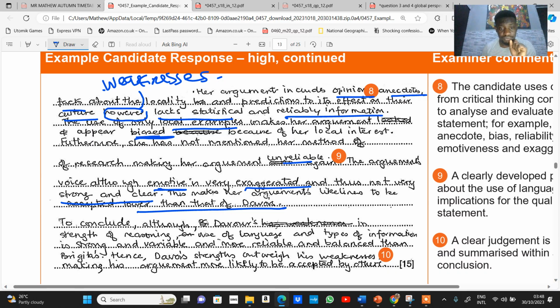Now, to conclude, although Davos' strength of reasoning, use of language, and type of information is strong, reliable, verifiable, and more reliable and balanced than Bridgetta's. Hence, Davos' strengths outweigh his weaknesses. So that's it, strength and weakness. Davos' strengths outweigh weaknesses, making his argument more likely to be accepted than the other. You see why I said strength and weakness? Once you are able to get this concept and write it, this will give you your 15 marks.